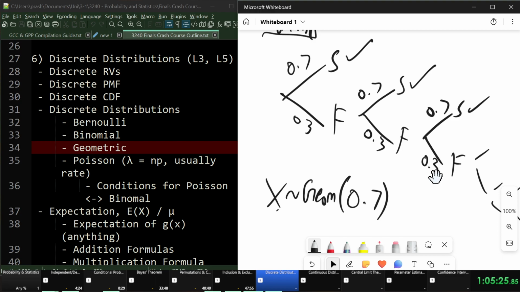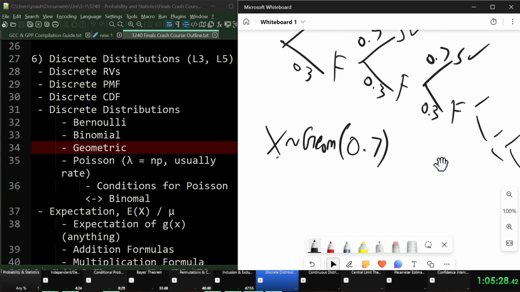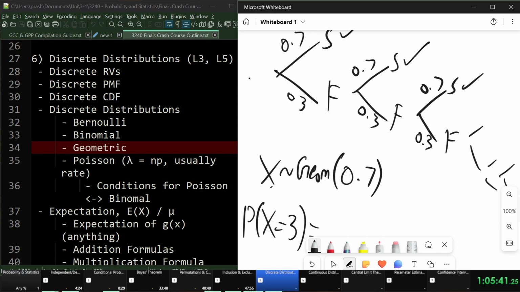Now, if you want to find the probability that it happened on the third time, the probability that it happened on the third time, x equals 3, means that we started here. This is the entry point, this is the main of our program. We failed once, so that's 0.3. Then we failed again, which is 0.3 again. But on the third time, we finally succeeded, and that's 0.7. So 0.3, 0.3, 0.7.